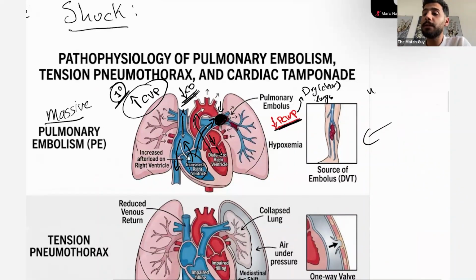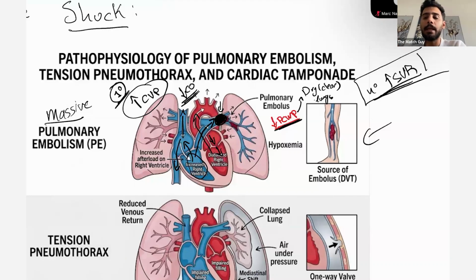The systemic vascular resistance is going to be following this same pathophysiology for all of the three different types of shocks that we discussed up till now. The hypovolemic, the cardiogenic, and the obstructive, all of them are going to share an increase in the systemic vascular resistance. And once we summarize everything, we're going to talk about what that means clinically as well.